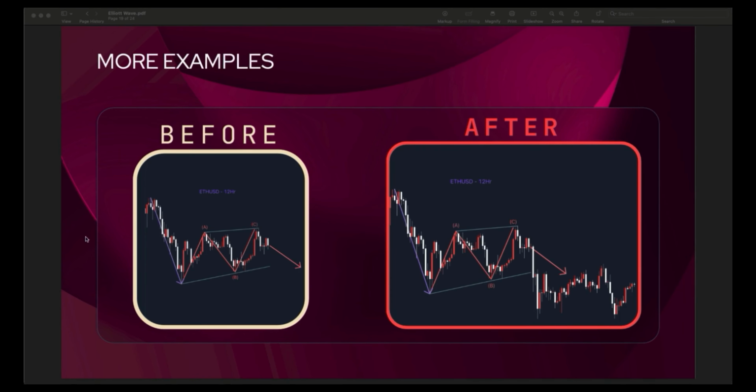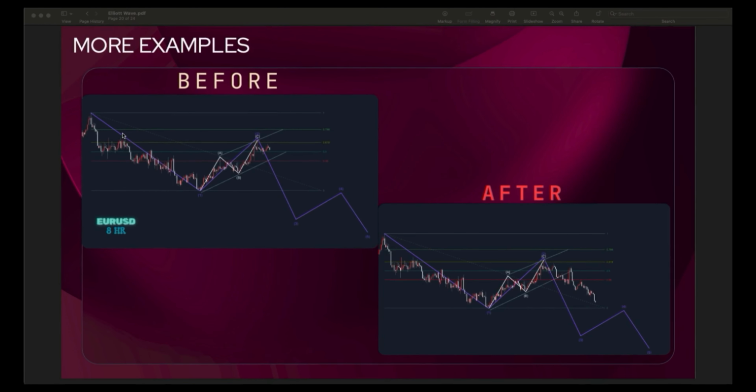So you don't even have to go all the way back and mark up everything 1, 2, 3, 4, 5. Okay, yeah, this is an actual impulsive move. Most of the times it is. So from here, you can just start marking up your waves A, B, and C. And then from there, you can either go on a higher time frame or from that same time frame, you can trade it. And as you can see, it did go down.